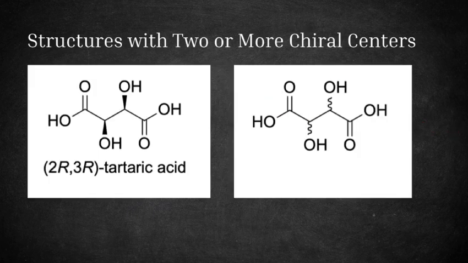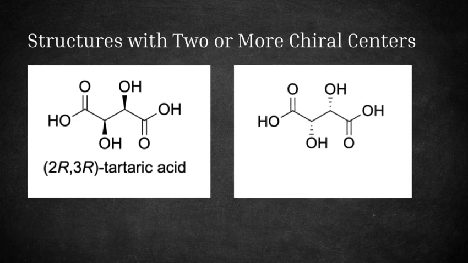To make the enantiomer of a molecule, we simply swap the positions of 2 substituents at all chiral centers. Swapping the positions of the hydroxyl groups on the wedges with the hydrogens on the dashes, we can make the enantiomer of 2R, 3R tartaric acid, 2S, 3S tartaric acid. These two molecules are non-superimposable mirror images, making them enantiomers.